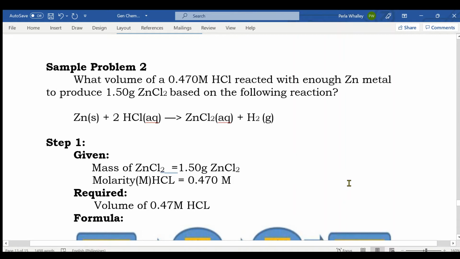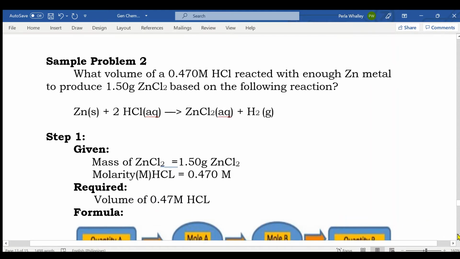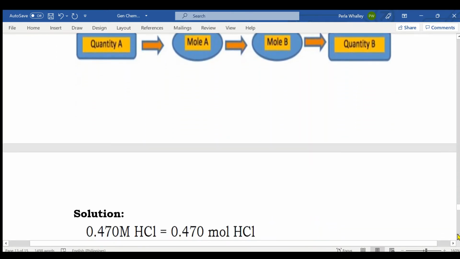Step 1, given: 1.50 grams zinc chloride, that is the mass of zinc chloride, and 0.470 M HCl, that is the molarity of HCl. Required: volume, what volume? Of 0.47 M HCl. Formula, the same. Solution.